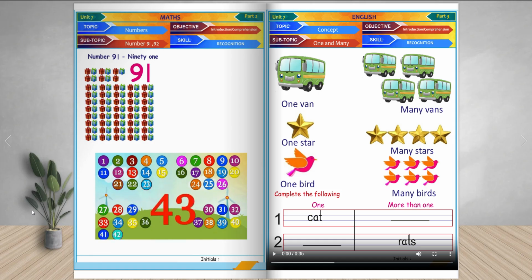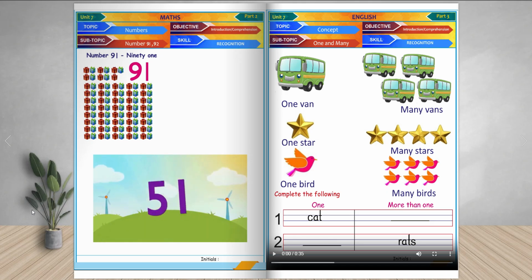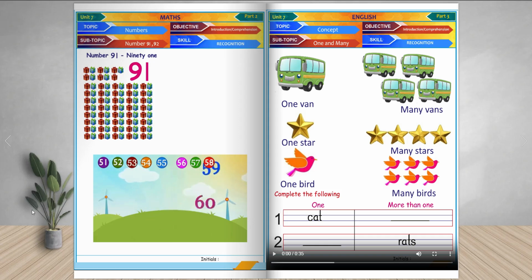42, 43, 44, 45, 46, 47, 48, 49, 50, 51, 52, 53, 54, 55, 56, 57, 58, 59, 60, 61, 62, 63, 64, 65, 66, 67, 68, 69, 70, 71.